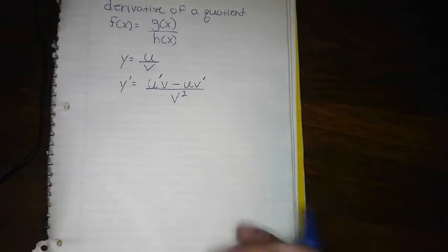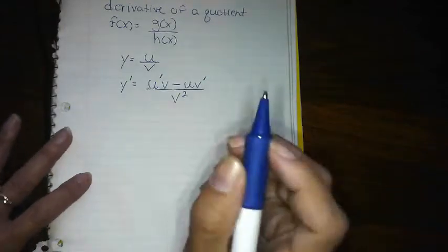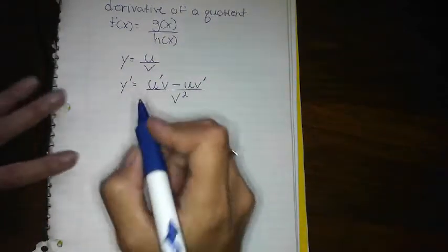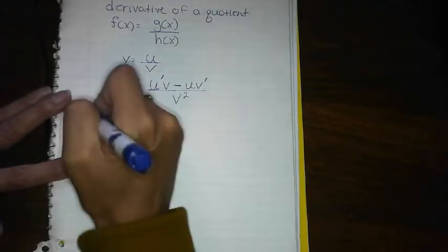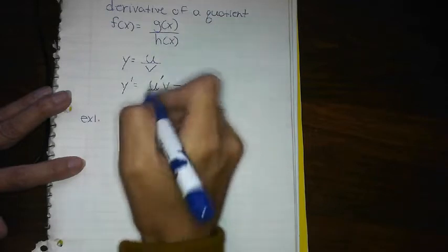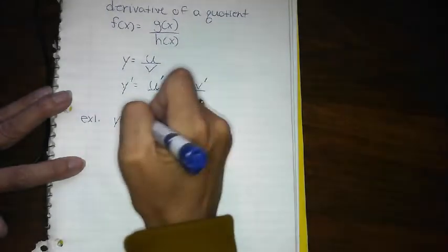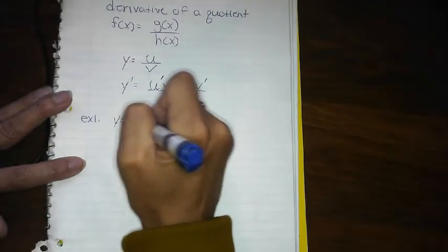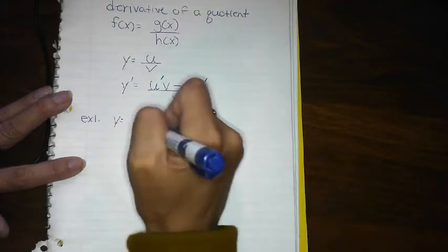Lots of algebra, exponent rules, just be careful. So we'll start easy and build our way up. So number 1. Let's go with y equals 7x minus 2 over 3x plus 4.